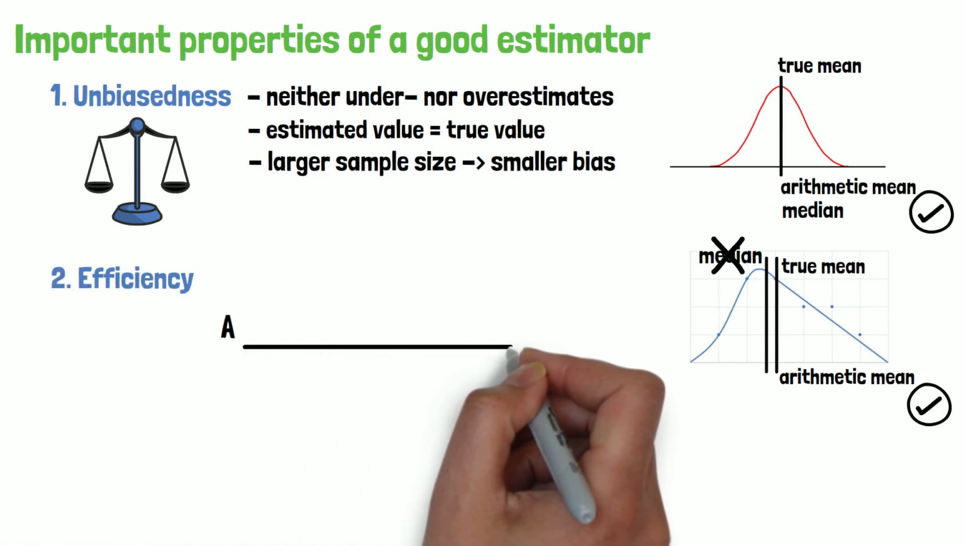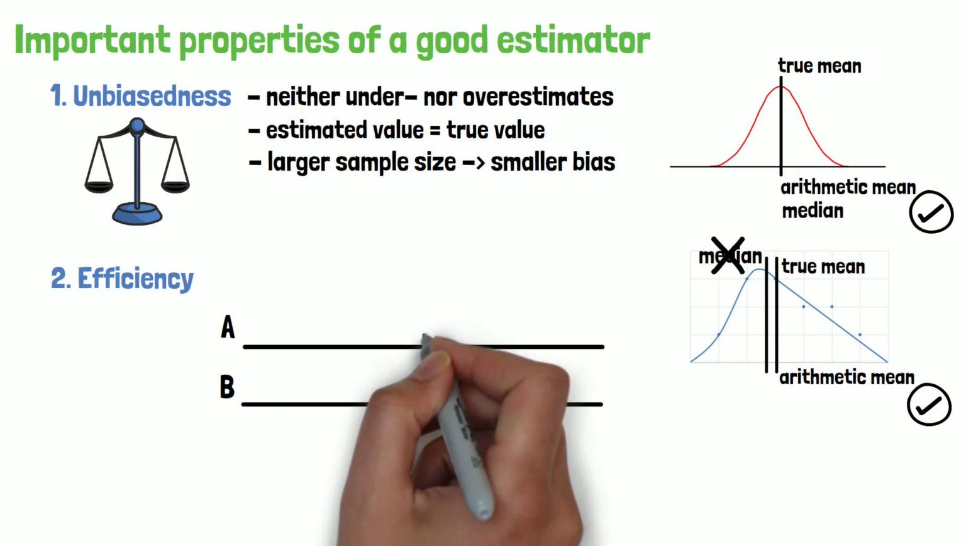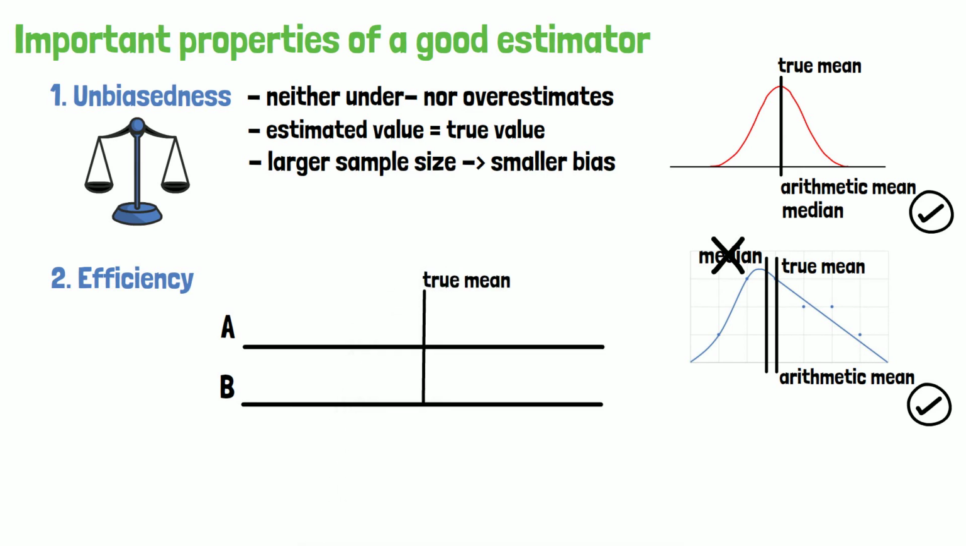Second, the efficiency. If two estimators are unbiased, the estimator with a smaller variance for the given sample size is more efficient. Because if the variance is small, it means that the distribution is more concentrated around the parameter estimated, and therefore the quality of that estimator is better. An example would be the mean in a symmetrical distribution.